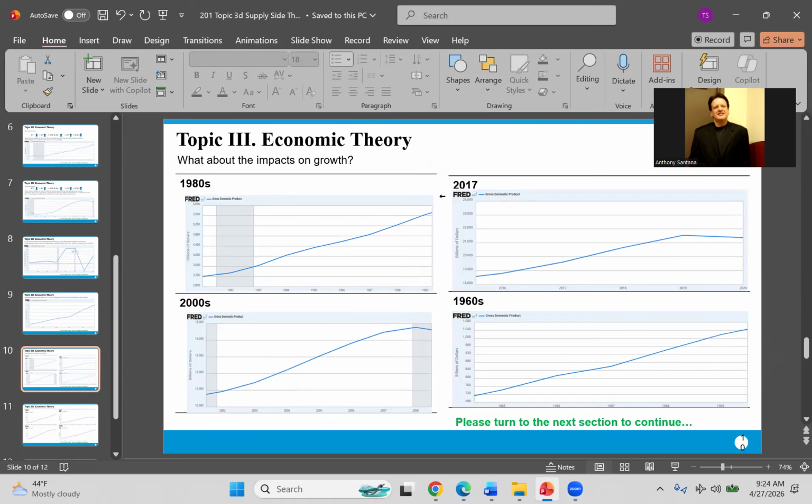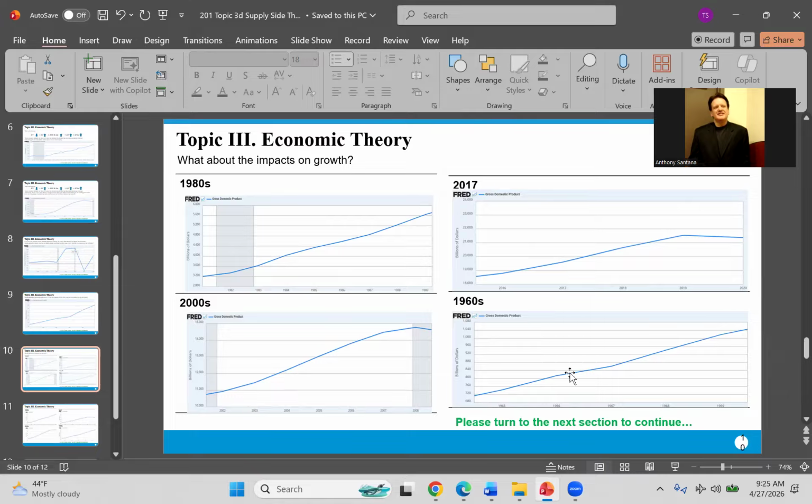What about the impact on growth? Here's the 80s, Reagan. Here's the 2000s, Baby Bush. Here's 2017 under Trump. And here's the 1960s under Kennedy. So, the economy grew the best during Reagan, and I want to say Baby Bush here. And then because the economy is a lot larger, there was so much less in 2017. But the economy is larger, so it's hard, like a giant truck, it's harder to move.